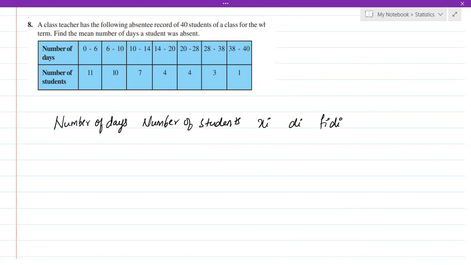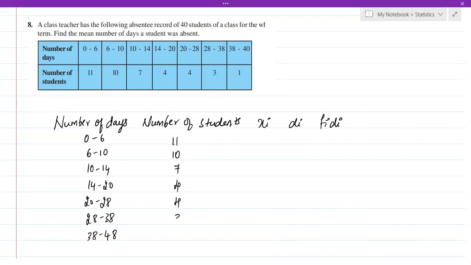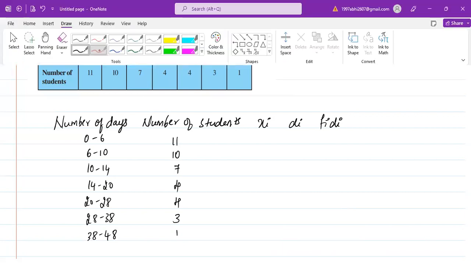So number of days. They've given it as 0 to 6, then 6 to 10, 10 to 14, 14 to 20, then 20 to 28, 28 to 38, 38 to 40. So number of students is 11, 10, 7, 4, 4, 3, 1. Okay. Now let's construct the table for this.